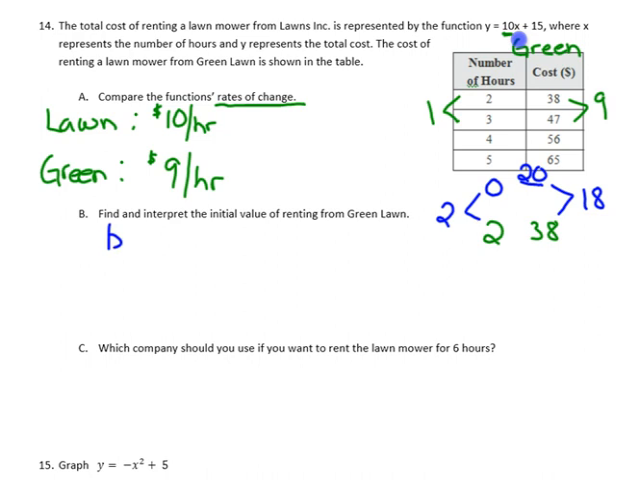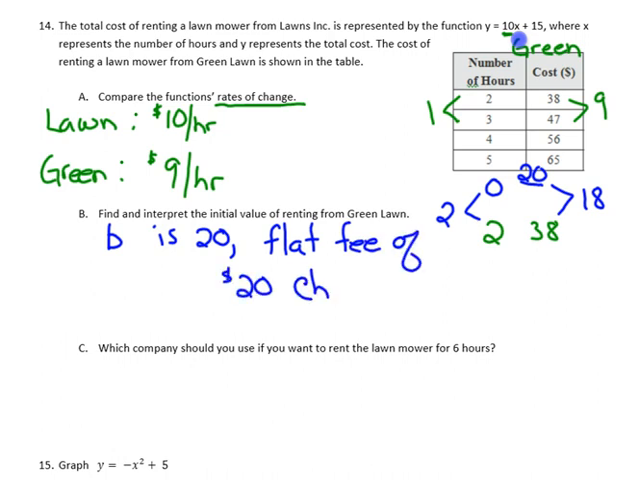So find and interpret the initial value. So that's your B, or y-intercept. So your B is 20, which means there's a flat fee of $20 charged. So no matter how many hours they work, they charge a flat rate of $20.